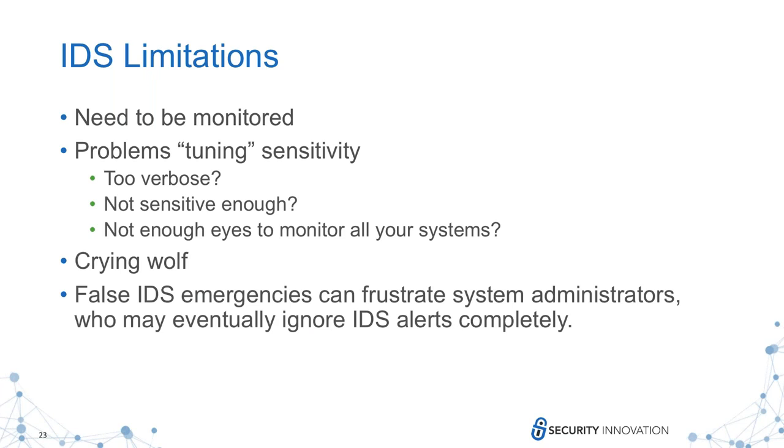Like the other tools we've discussed, IDSs have limitations as well. They need to be monitored, and they require tuning to adjust their sensitivity, because an IDS should be sensitive enough to detect an attack, but not too sensitive. False IDS emergencies frustrate system administrators, and they might just end up ignoring the IDS completely, which isn't helping anyone. In addition, deploying a large number of heterogeneous network appliances, IDSs, firewalls, and IPSs at the same time makes it difficult to monitor all these systems and create coherent unified reports as the system complexity gets higher and higher.